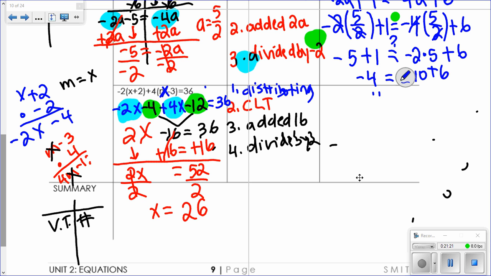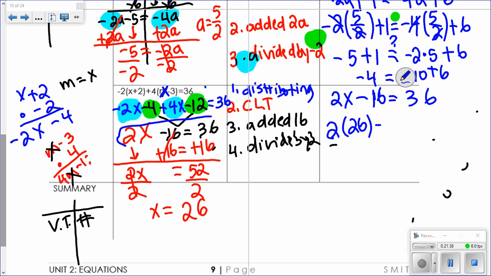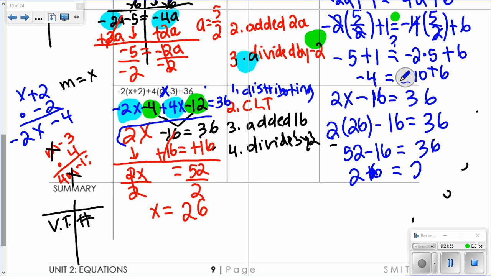Okay? So bring it back. I'm going to start with the simplified version. So I have 2x minus 16 equals 36. So 2 times 26 minus 16 equals 36. So 2 times 26 is 52. Minus 16, is it true? Well, this is 26. And this is, oh, sorry.